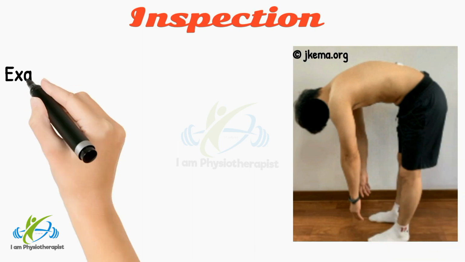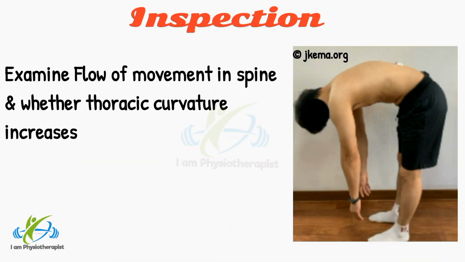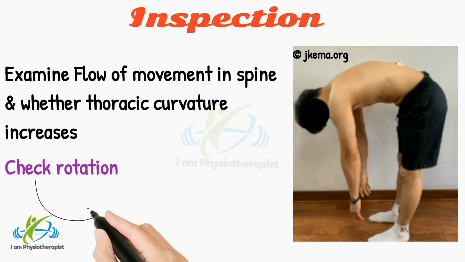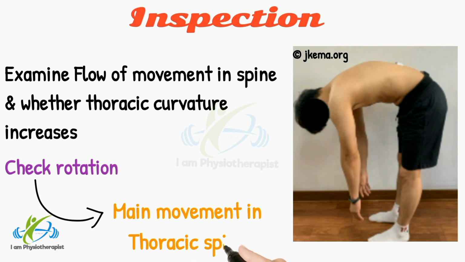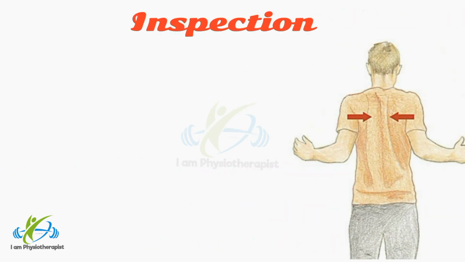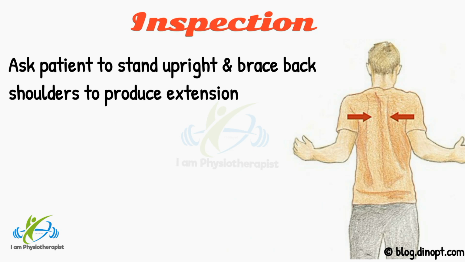Ask the patient to bend forward, carefully examining the flow of movement in the spine, and whether the curvature increases. As the range of flexion in the thoracic spine is small, it may also help to check rotation, which is the main movement occurring in the thoracic spine. Now ask the patient to stand upright, and brace back the shoulders, to produce extension.